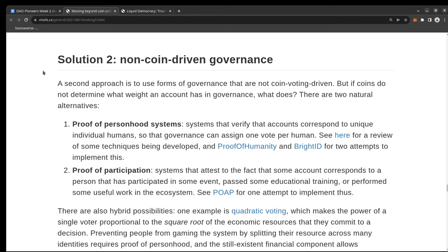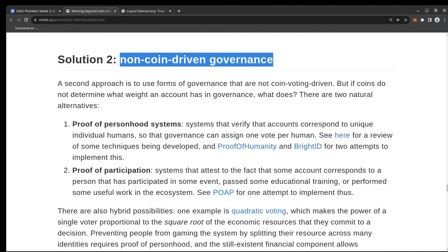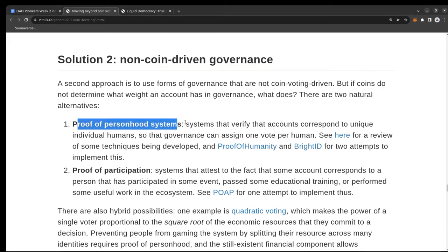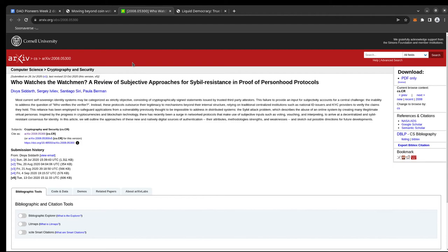Another solution he proposes here is non-coin driven governance, which is a concept where you have an important process to understand how to do it and how to move forward in that direction. So actually to have one person, one vote, by, for example, a proof of personhood. Here's a review of different ways of doing this.